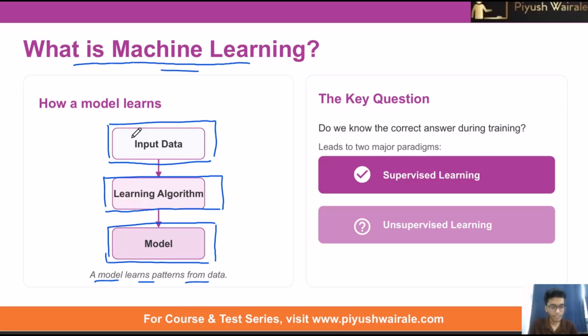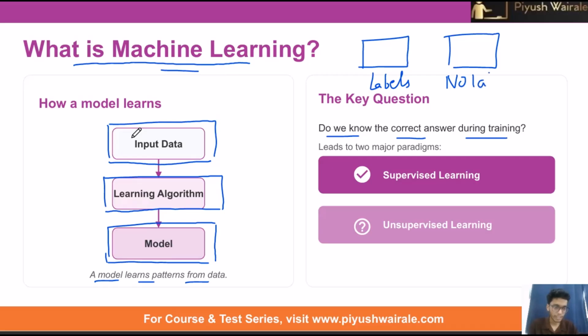Now there is this question: do we know the correct answer during training? In the last video, we saw two situations. In one, we had the labels, and in another one, we had no labels, right? These two situations are two different types of machine learning. One is obviously supervised learning, where we have labels, and one is unsupervised, where there are no labels present. Okay, so now let's see what these two are.